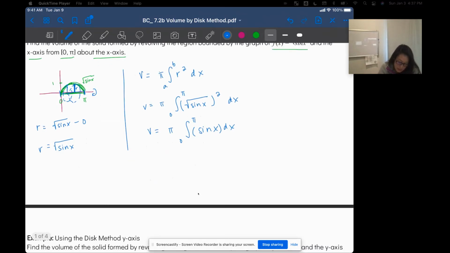And I went ahead and just used a calculator and got 2 pi. All right, so the volume of the shape formed by this curve being rotated around the x-axis would be 2 pi. All right, let's do the next one.